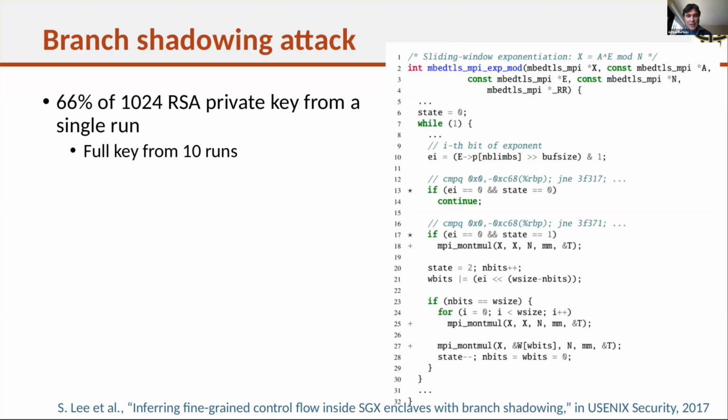So that's part of the RSA encryption algorithm, and it has a couple of branches here marked with stars. What these branches depend on is a bit of an exponent. That's already kind of scary. What they do is recover 66% of a 1024-bit RSA key from a single run. It's scary because you observe the enclave running only once and get 66% of the bits correct. And they recover the full key from 10 runs.